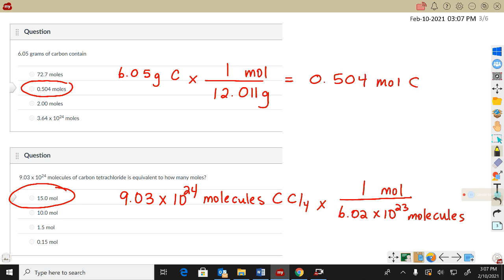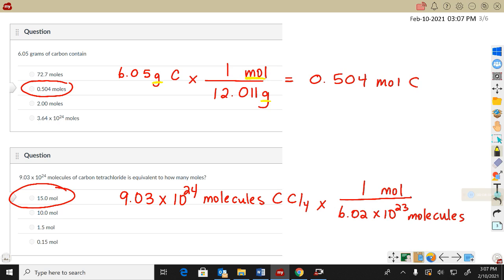So I have 6.05 grams of carbon. It's not good enough just to put the number. I got to say what it is. Because then the unit that I started with, grams, is going to go on the bottom. I want it to cancel. The answers are all in moles. So if I want to convert it to moles, that goes on the top.